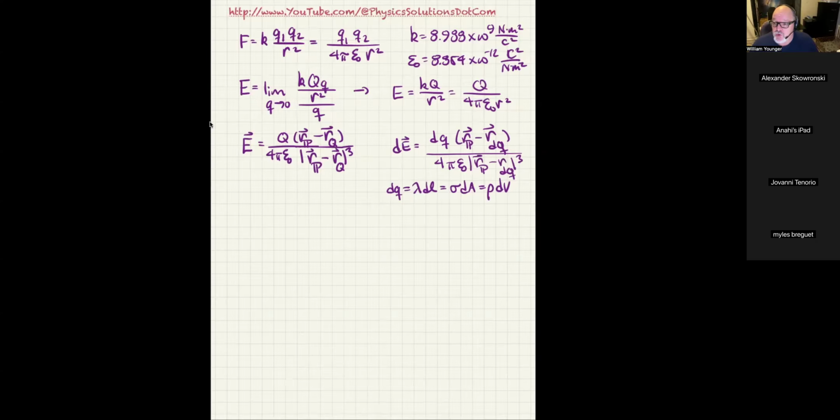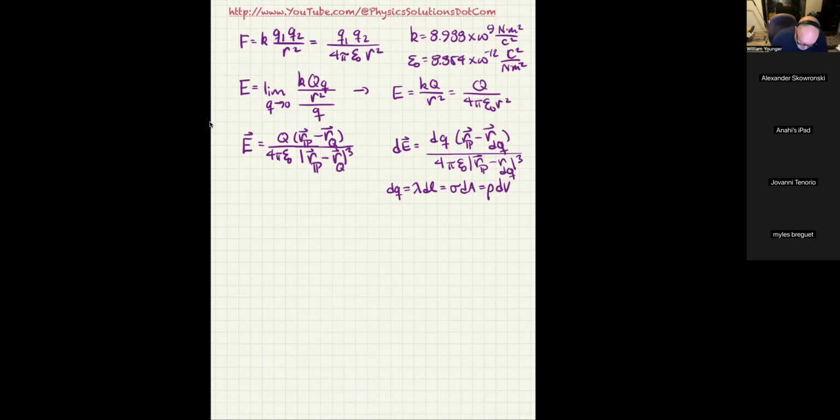Similarly, sigma is a charge per unit area, so that should have units of coulombs per square meter. And if it's uniformly distributed over a two-dimensional surface, then that sigma should also be a constant. And then finally, if the charge is distributed through a volume, then rho is the charge per unit volume, measured in coulombs per cubic meter, and dV would be the differential volume element, just like dA was a differential area element and dL was a differential length element. And rho, of course, if it was uniformly distributed, would be a constant.